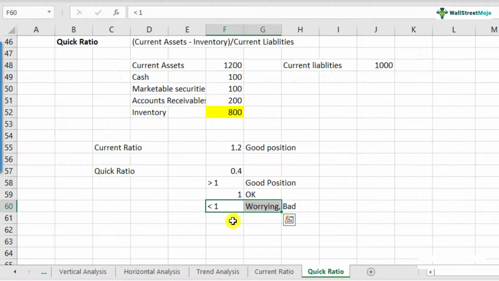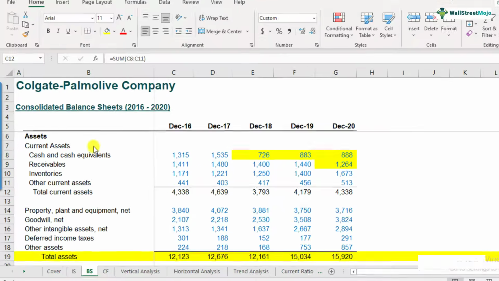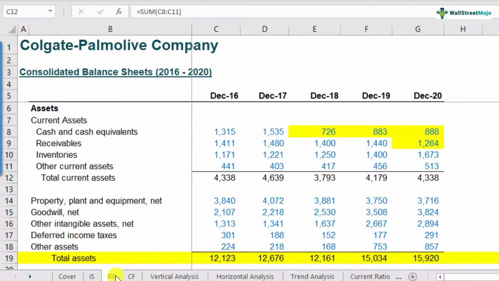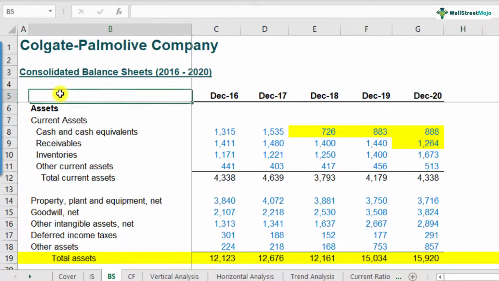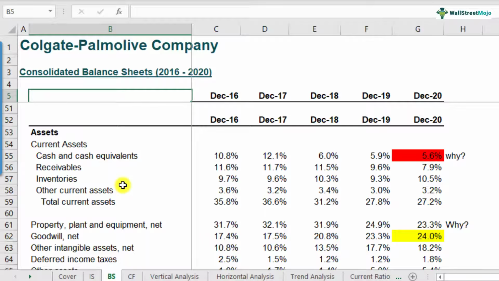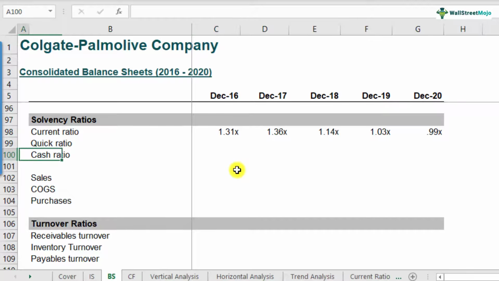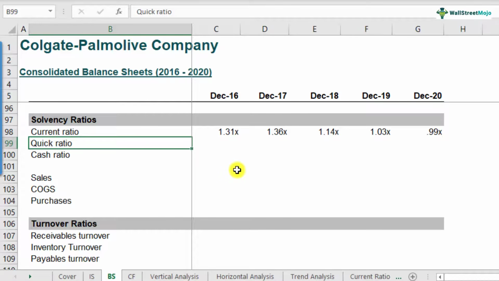Now let's look at the Colgate case study and calculate the quick ratio and see if there is any difference between the current ratio and quick ratio, and whether there are any wild changes like the one in the example we did, if there are any changes or not. So let's do that. I want you to open this balance sheet worksheet tab, and this is where we have the balance sheet of Colgate for the last 5 years, and the objective is to calculate quick ratio for Colgate. I want you to go to row number 99. This is where we will calculate quick ratio.